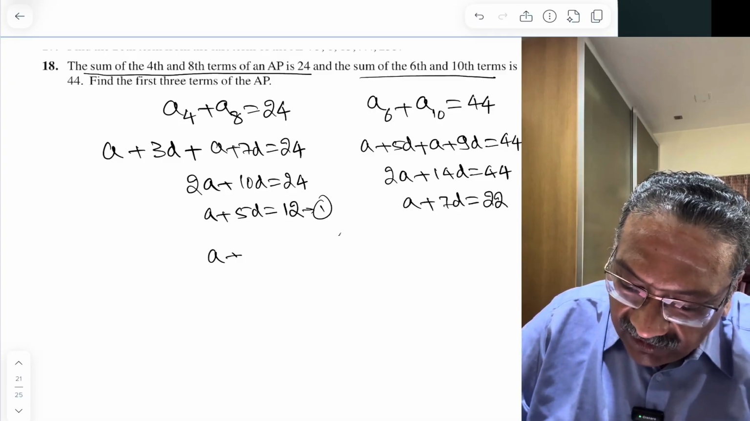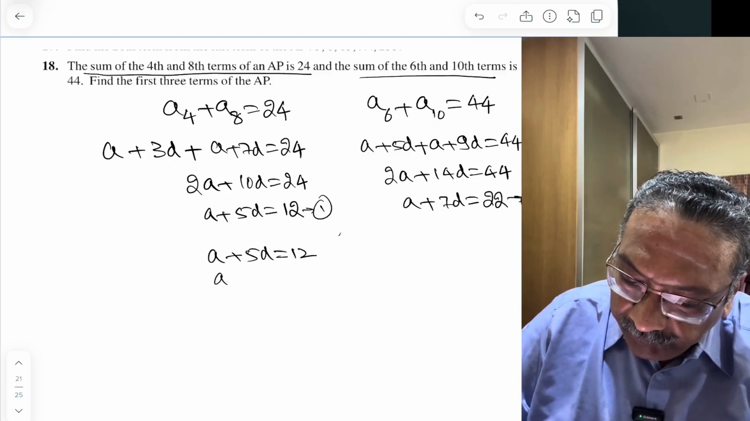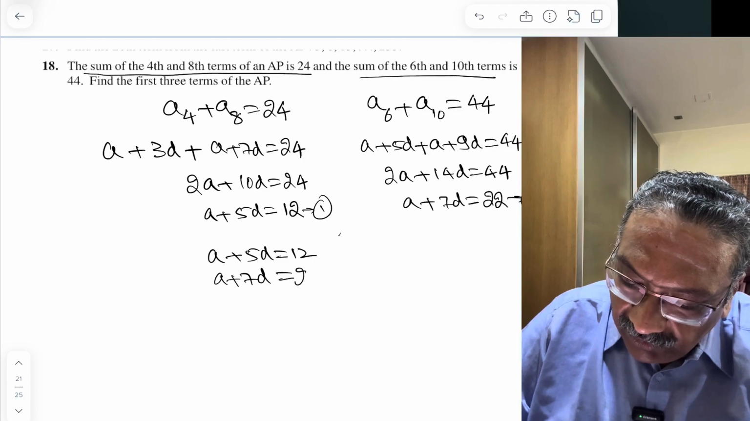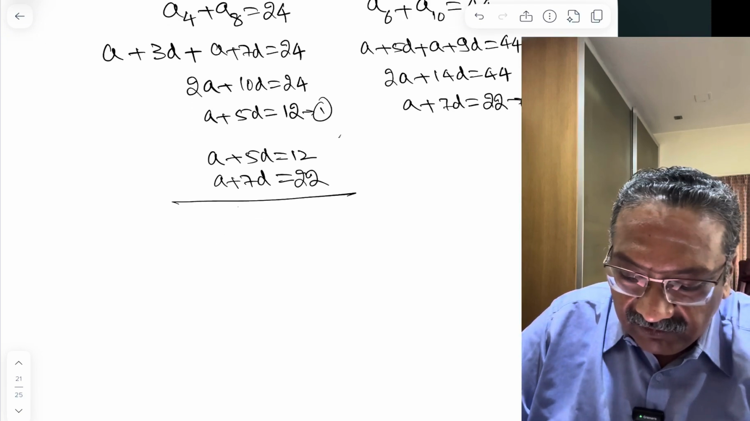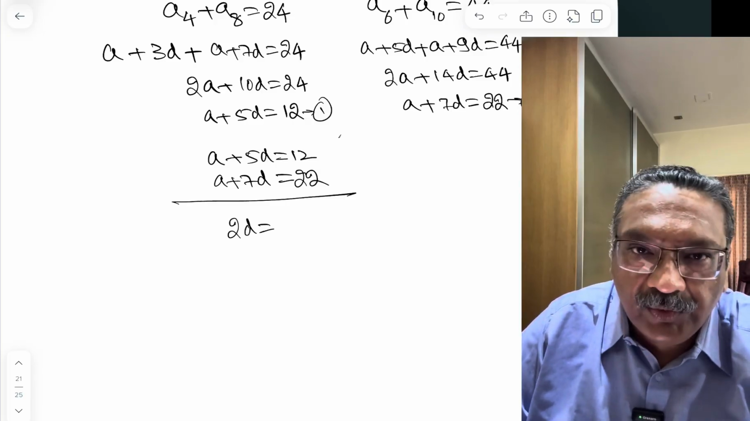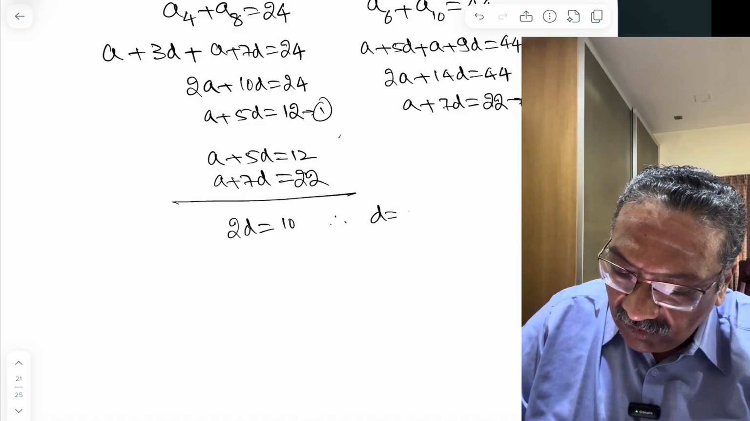So I have my equation 1, A plus 5D is 12, and my equation 2, A plus 7D is equal to 22. If you subtract these two, I will get 7D minus 5D as 2D is equal to 22 minus 12, which is 10. So therefore D is equal to 5.